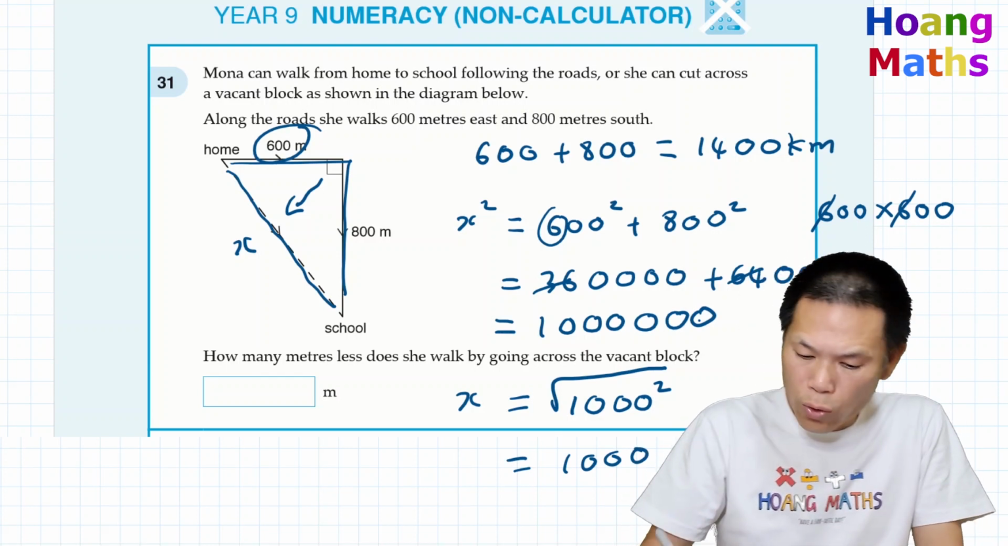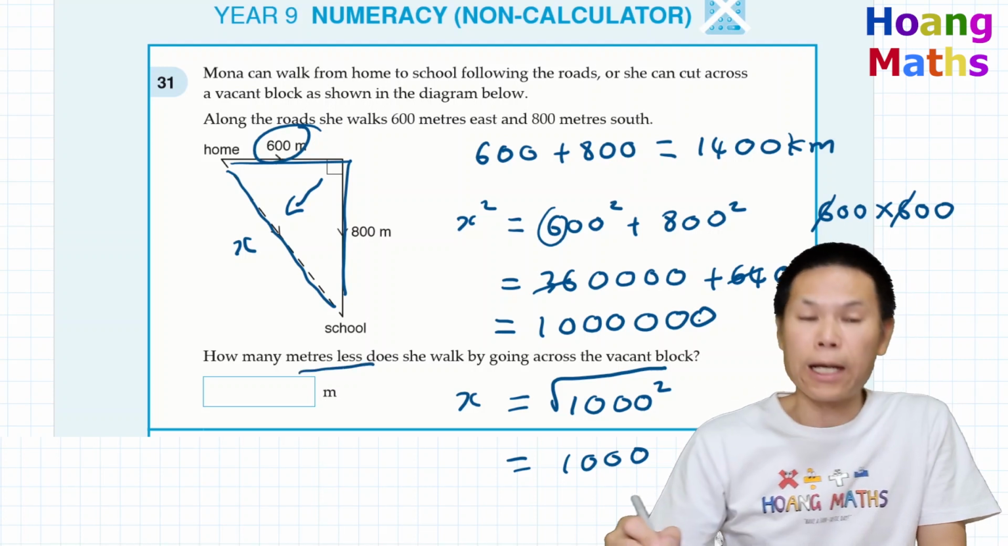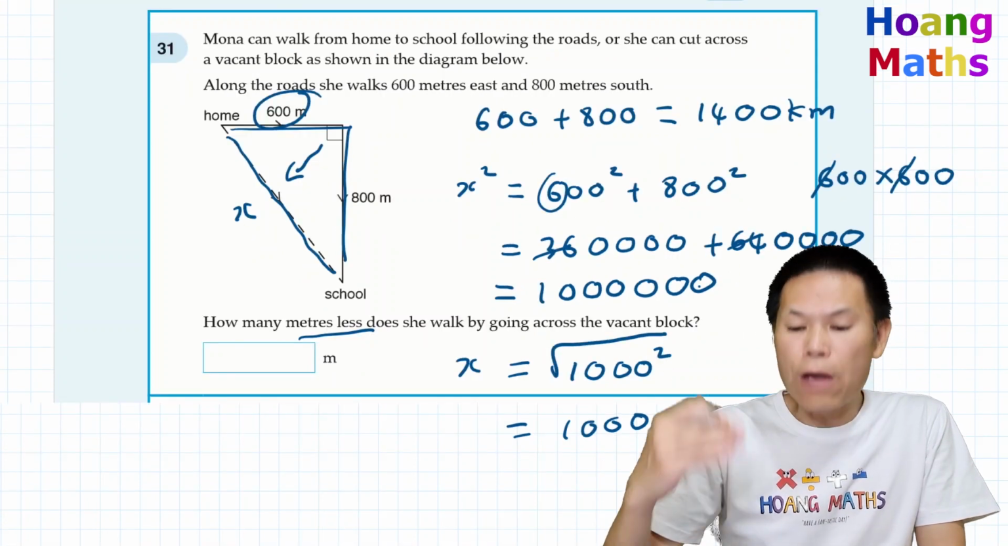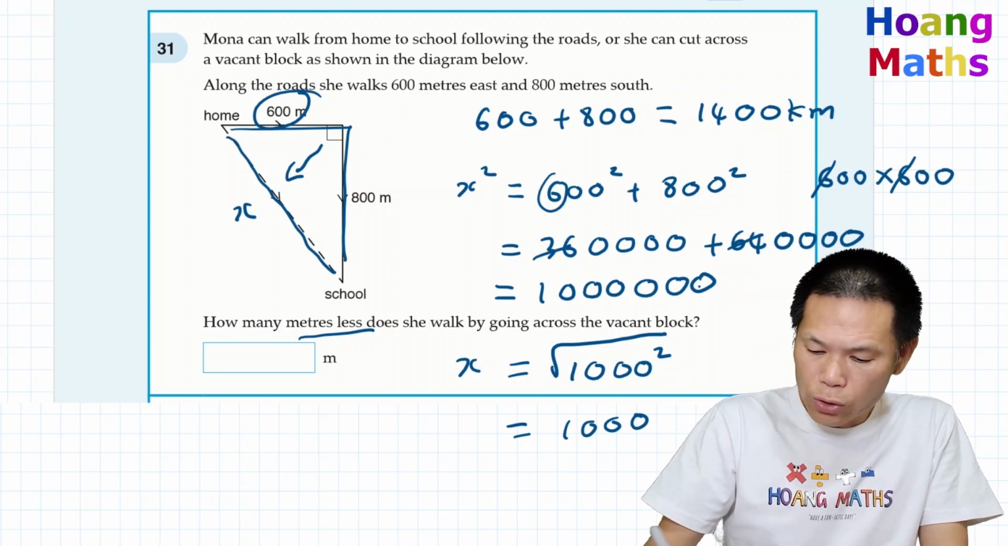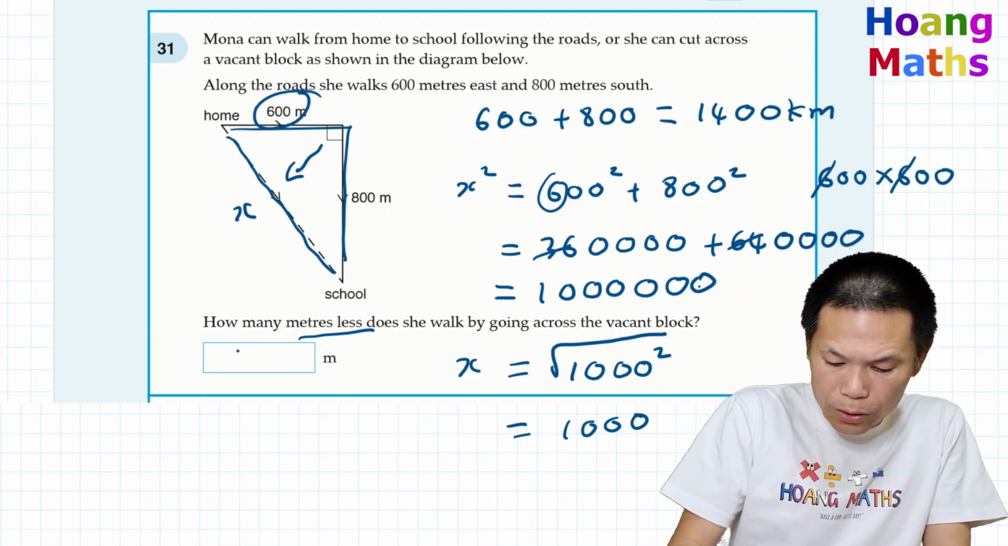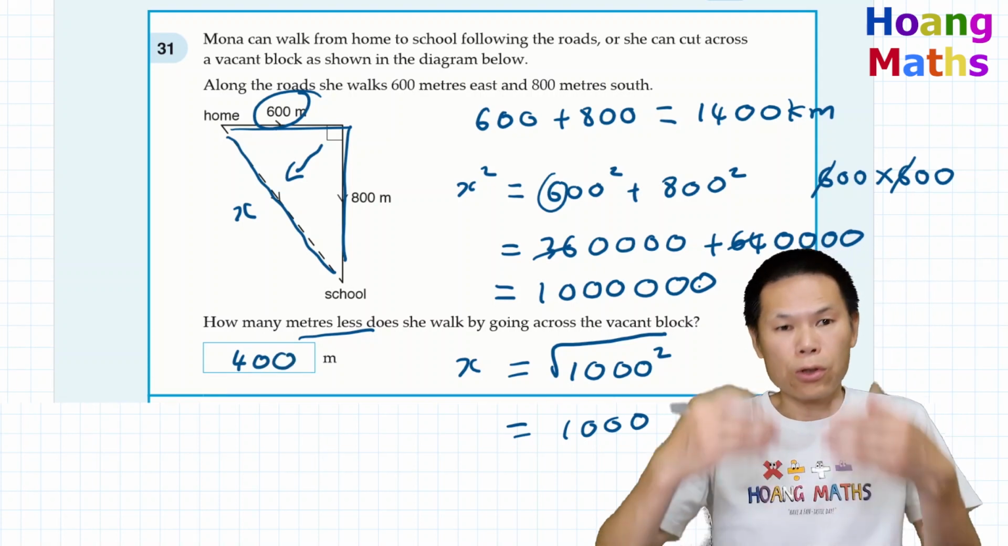So therefore, the question is, how many meters less? So 1,400 minus 1,000 should give me 400. So that is 400 meters. There you go.